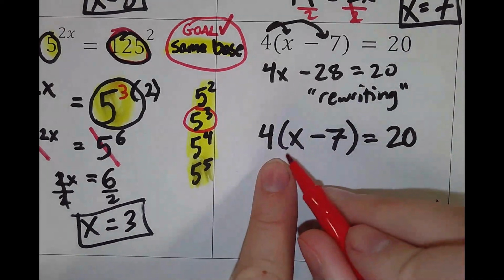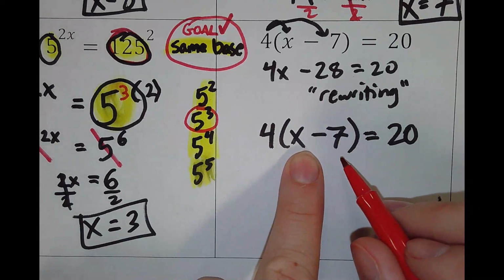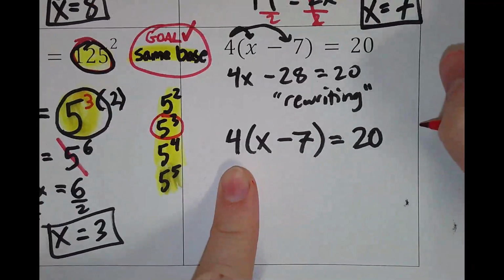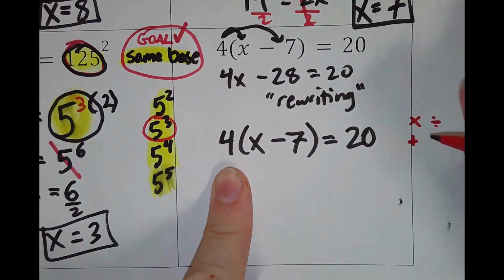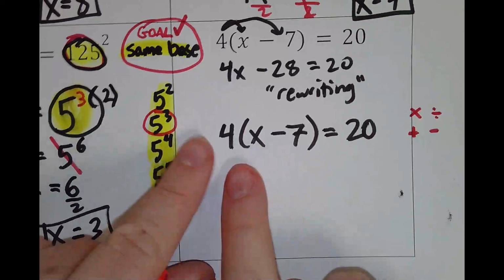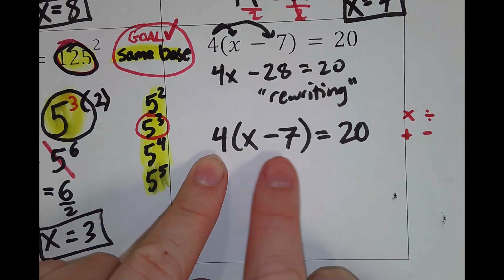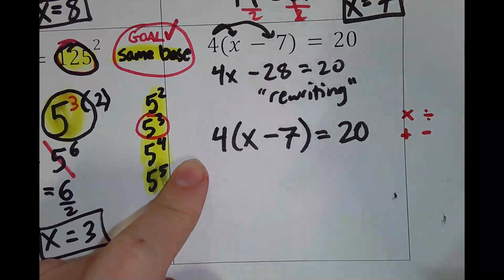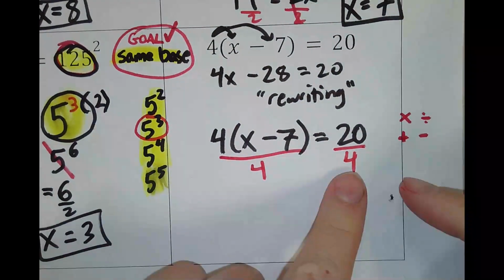So what is this question asking us? 4 times x minus 7. What is the opposite of multiplication? Multiplication and division. What about the opposite of addition? Subtraction. Right? So if I'm looking at this problem and reading it as it is, 4 times x minus 7, what's the opposite of multiplying by 4? Divide by 4. Now I will only divide both sides by 4 if I know 4 goes into 20.